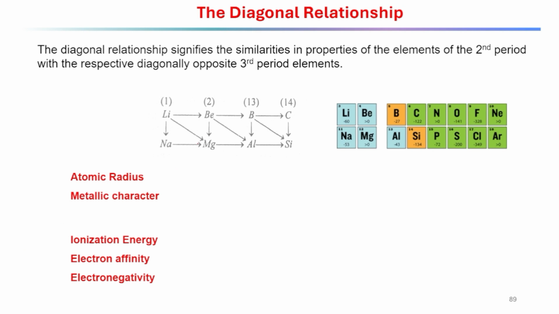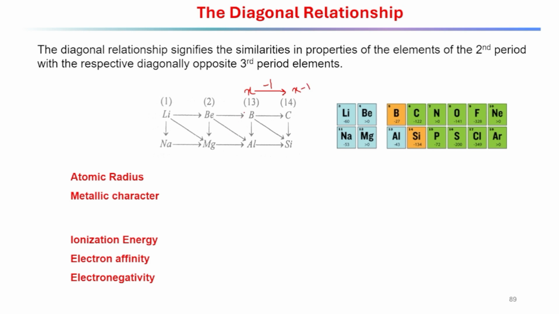For example, let's take boron and silicon, okay? And let's consider atomic radius and metallic character. For boron, let's say the atomic radius and metallic character is denoted by x. And we know that atomic radius decreases along the period. So if we go from here to here, the atomic radius will decrease, right? So this atomic radius and metallic character, which I denote by x, will decrease. Let's suppose it will decrease by 1 unit. So in the case of carbon, it will be x minus 1.